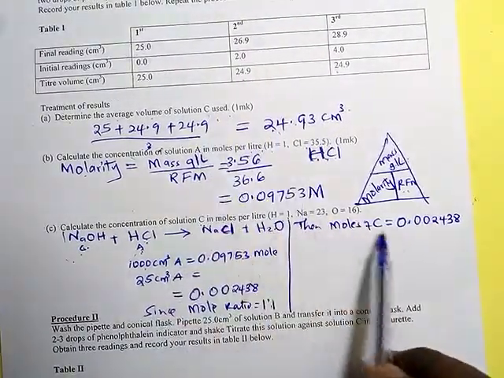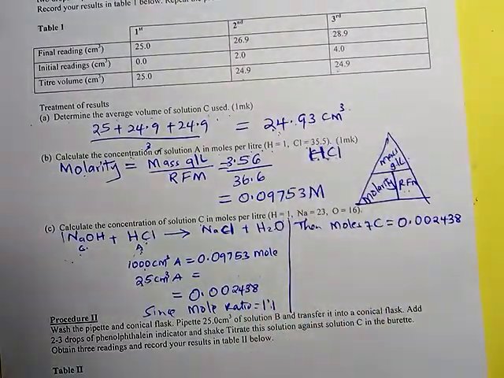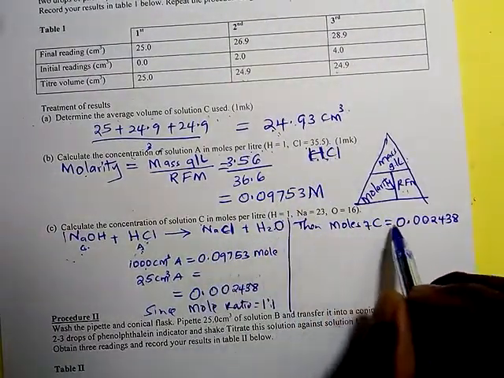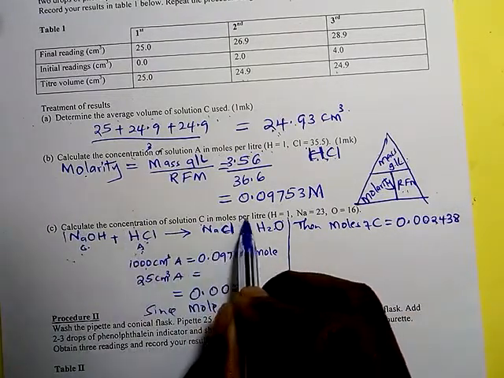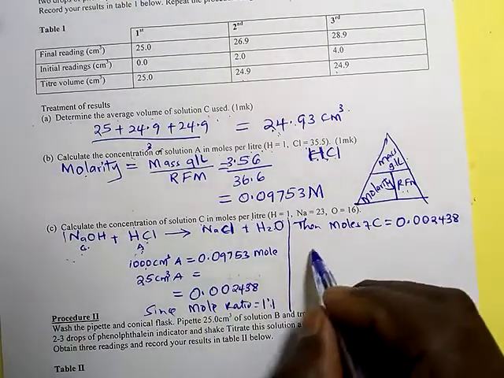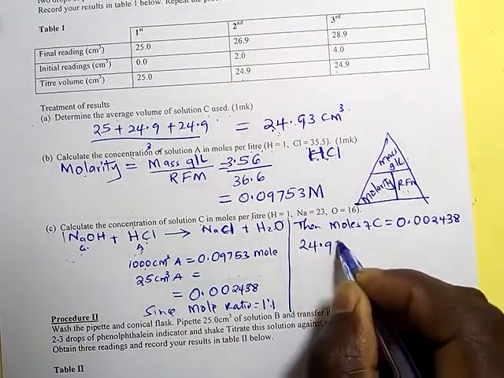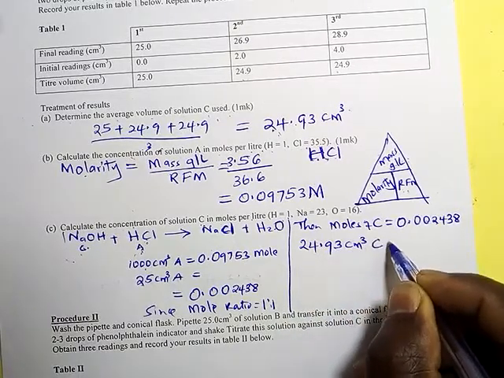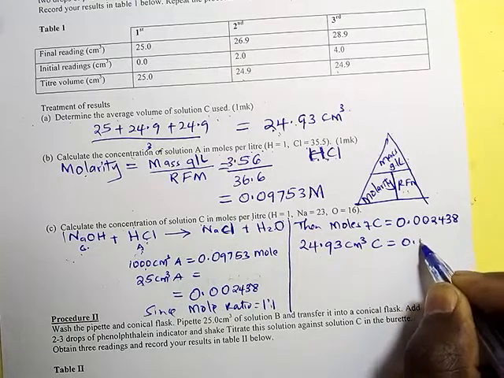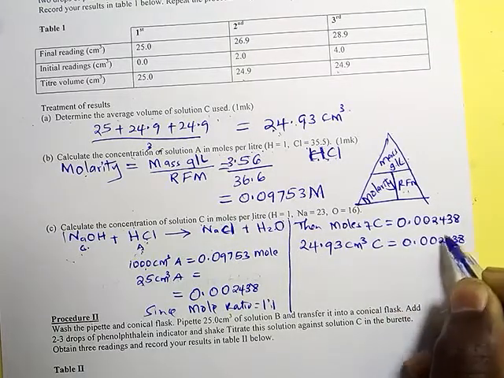This is the number of moles in 24.93 centimeters cubed of solution C. So the question is, what will be the number of moles in 1,000? Because we are asked to calculate concentration in moles per liter. That is molarity. So we are going to say 24.93 centimeters cubed of C contains 0.002438. This one.